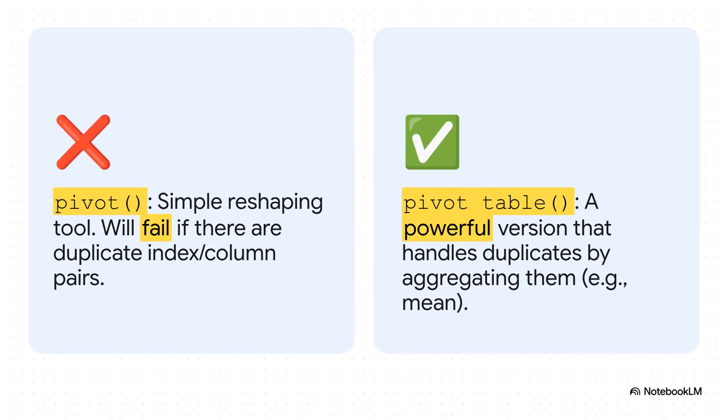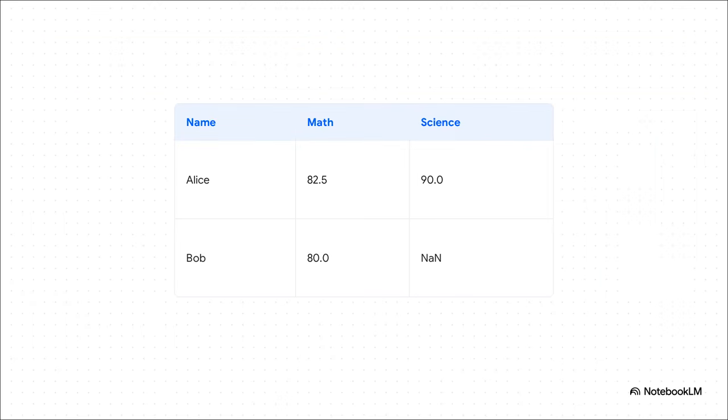But that's where pivot table comes in. It's the robust, real-world solution. It has this aggfunc parameter that lets you tell it exactly how to handle those duplicates, like say, by calculating their average. And here is the payoff.